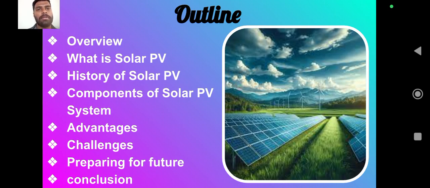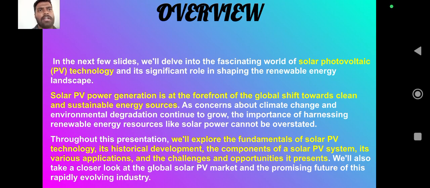Overview: what is solar PV? History of solar PV, components of solar PV system, advantages, challenges, and preparing for the future. And last but not least is the conclusion. Okay, let us see the overview. In the next few slides, we will delve into the fascinating world of solar photovoltaic technology and its significant role in shaping the renewable energy landscape.